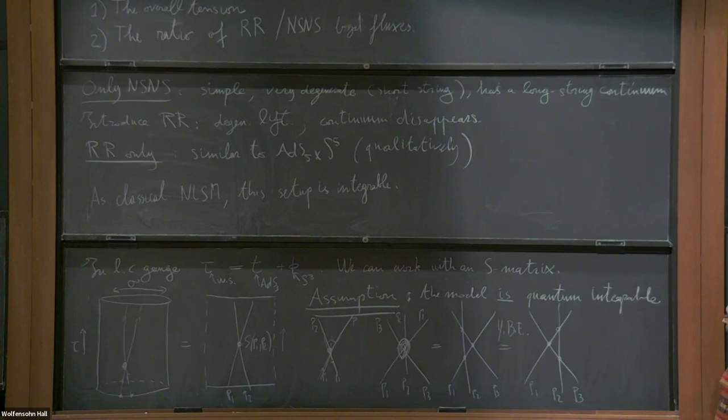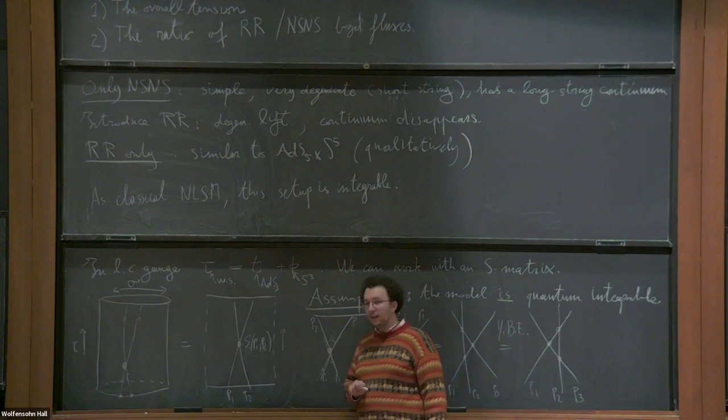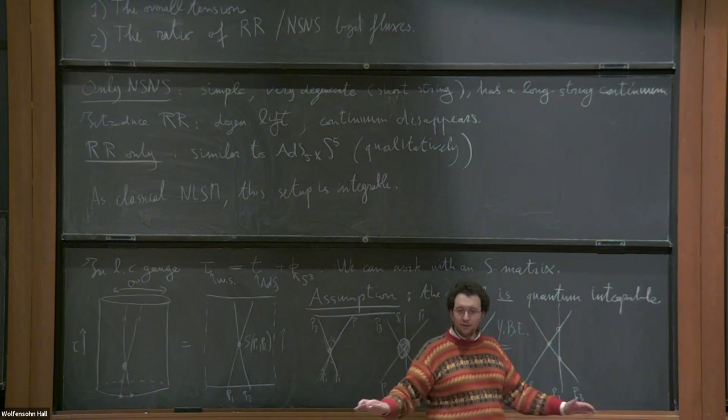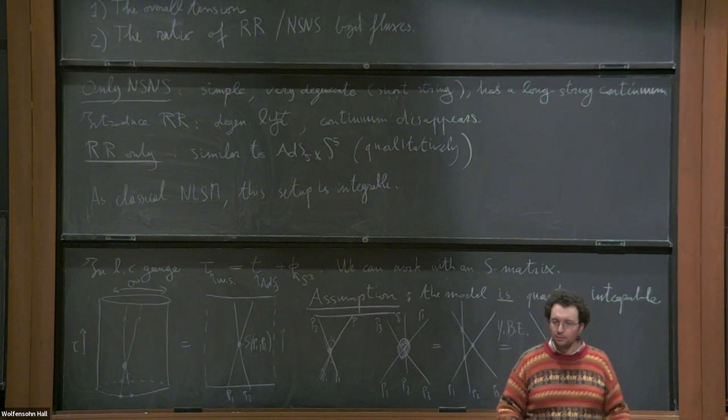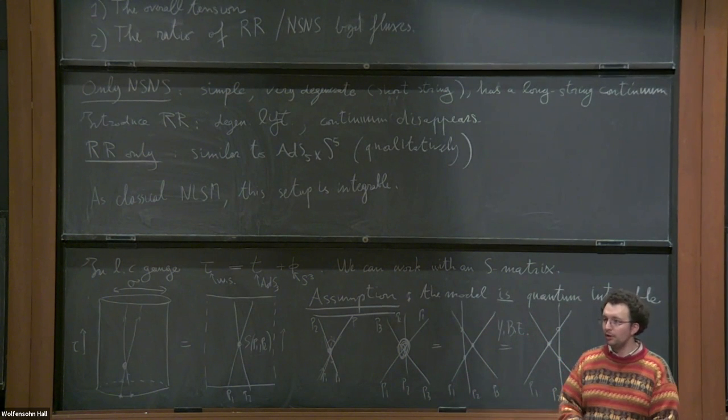Now, what is the advantage of all this? The advantage is that if I manage to nail down the two-body S matrix, then I know everything about the theory in infinite volume, and I only have to worry about putting it back into finite volume, because I know any scattering event.